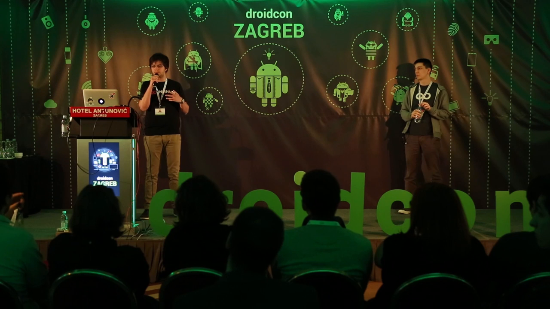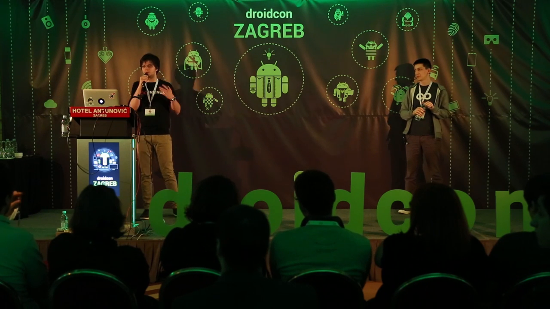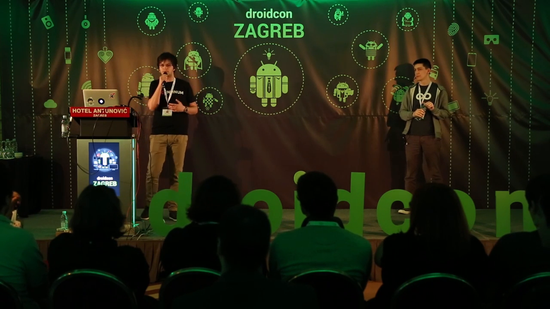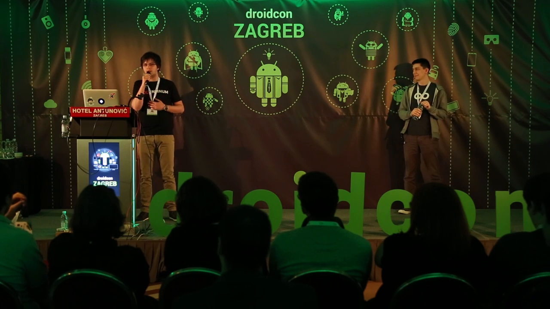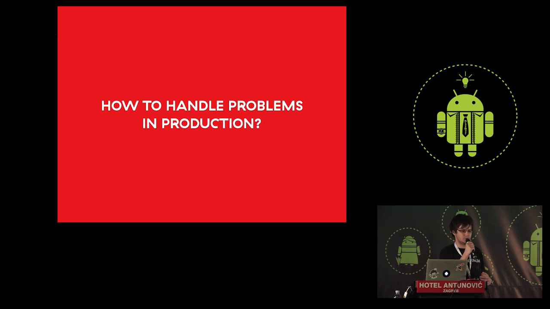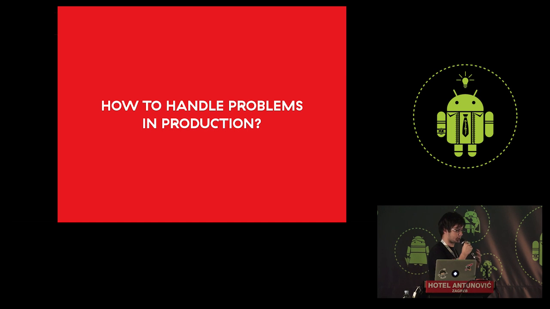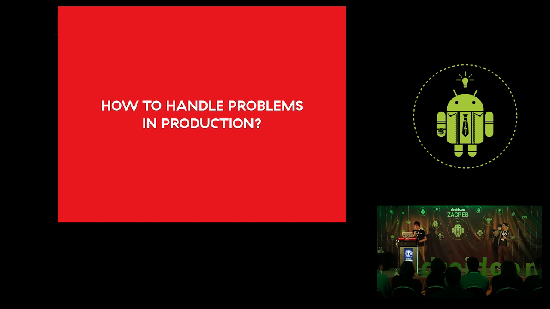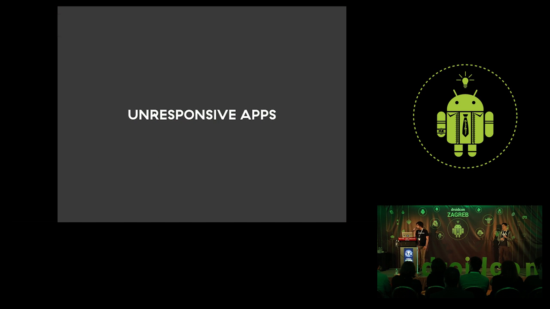So you need to implement some kind of a mechanism which will help you detect those problems in production and provide you with necessary information and tools to cope with that problem. So now we're going to take a look at some best practices, libraries, tips and tricks about how to implement some kind of that mechanism. So the first thing are unresponsive apps.